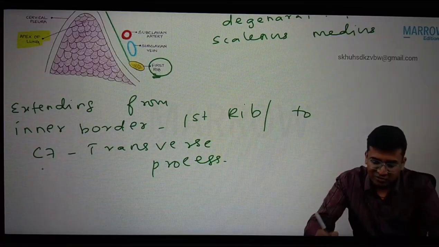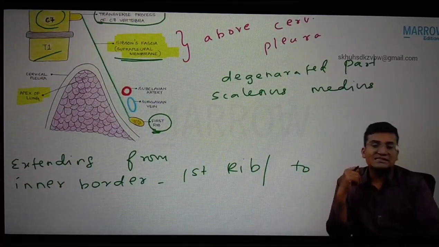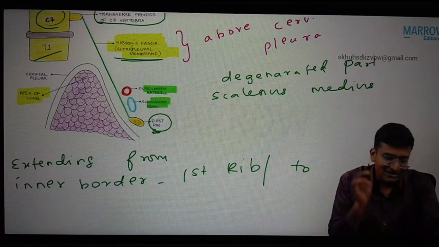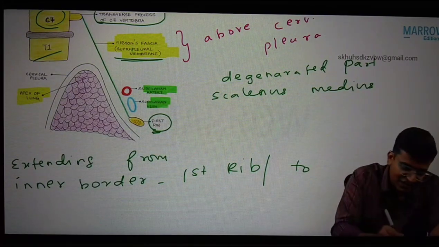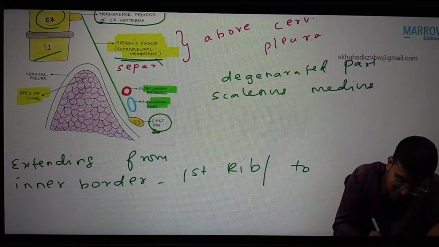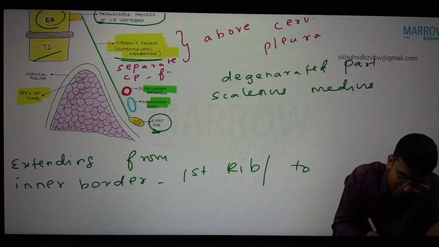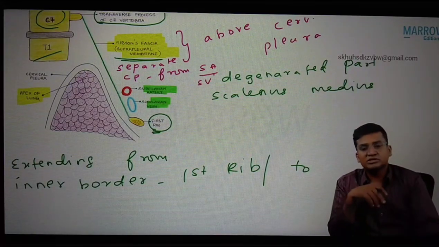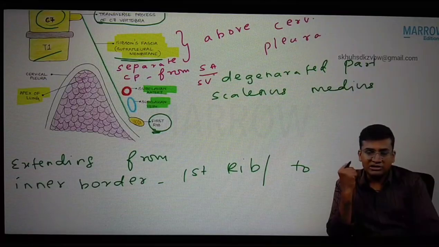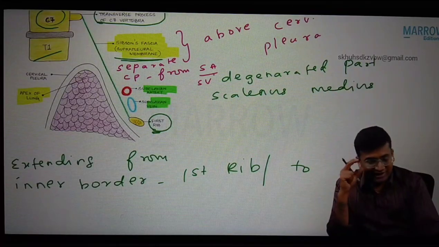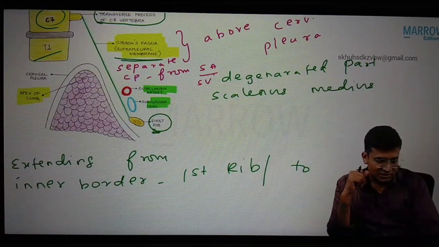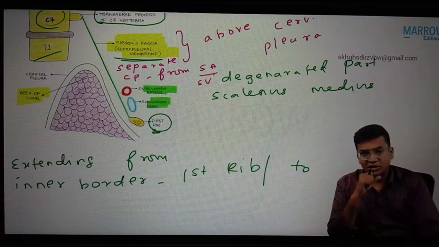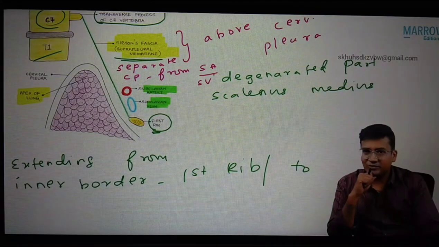Now, the cervical pleura is separated from the subclavian artery and subclavian vein by the Simpson's fascia. So Simpson's fascia separates cervical pleura from subclavian artery and the subclavian vein. So these are some basic points you have to know about the Simpson's fascia. Again in the NEET exam they may ask you. Now that's all about the cervical pleura and the Simpson's fascia. Next, we're going to see the mediastinal pleura and diaphragmatic pleura.